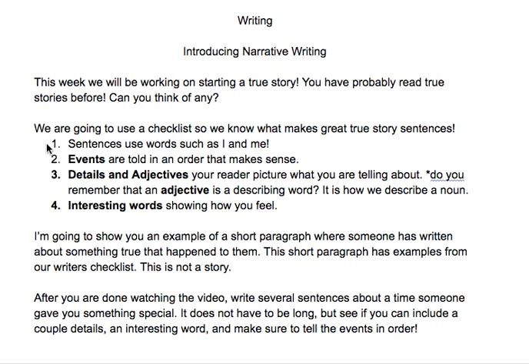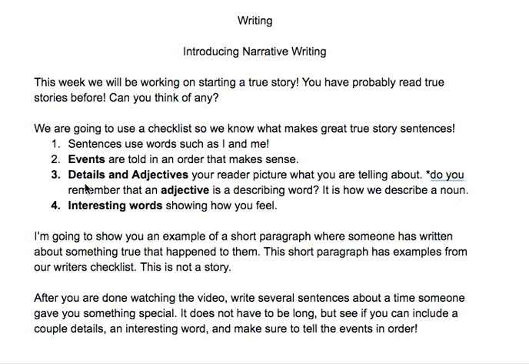We are going to be using a checklist so we know what makes great true story sentences. I'm going to read the checklist to you. Number 1, sentences use words such as I and me. That's because we are writing about a true story that is going to have us in it. So we're going to use I and me because we're talking about us. 2, events are told in an order that makes sense. That means that we are going to want to use words like first and next, last, because when we're telling a story, we want our reader to better understand the story because we're going to tell it in order.